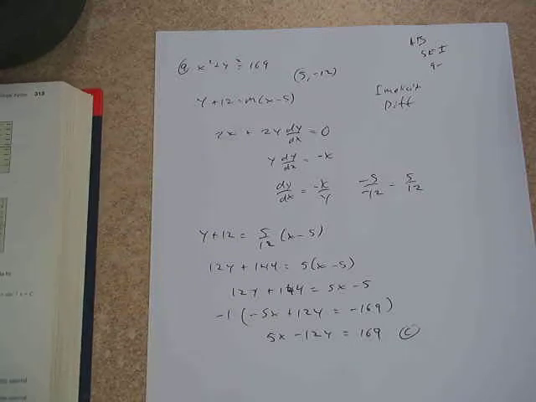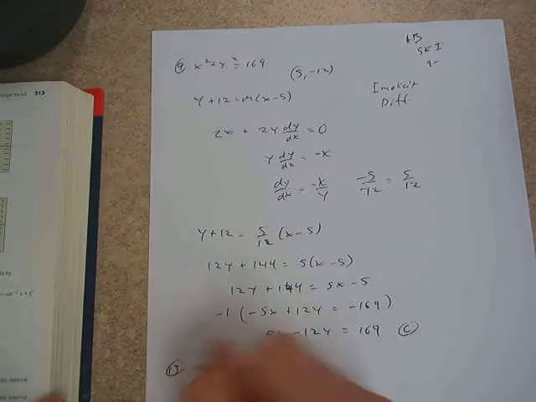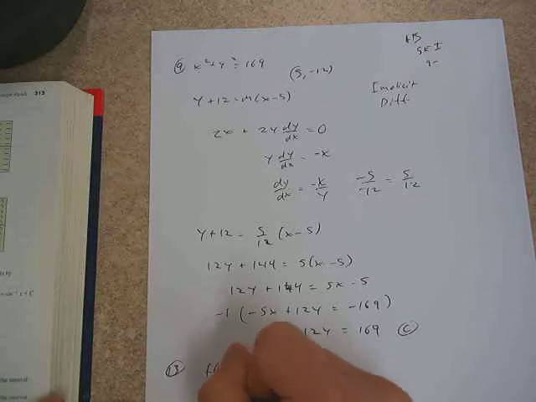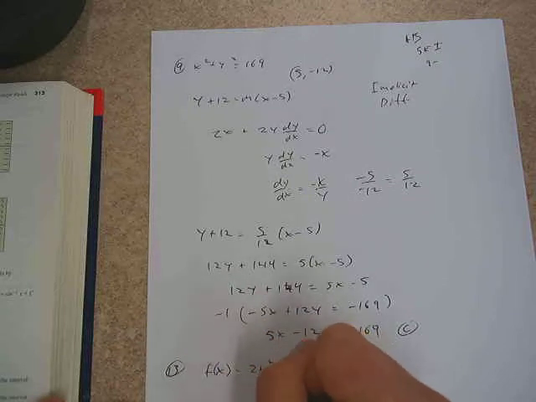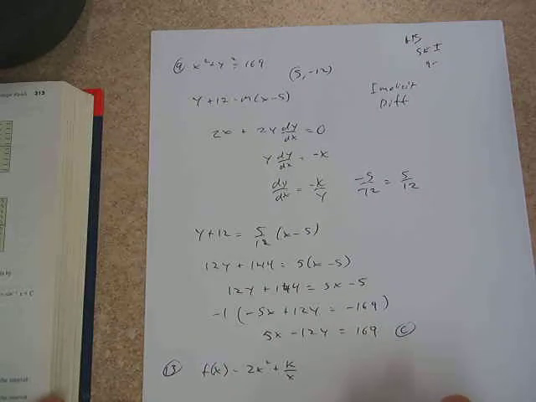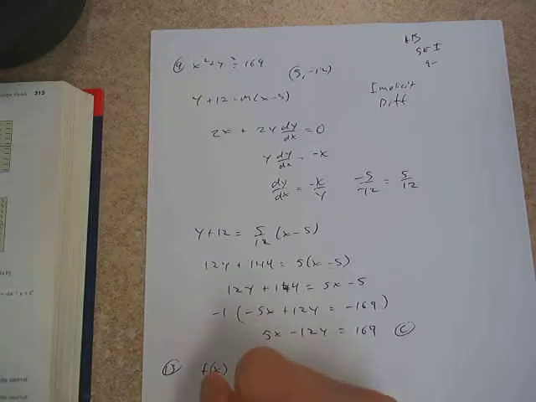much. 13 says we have a graph f of x equals 2x squared plus k over x. And it says that this graph has an inflection point at x equals negative 1, and we want to find the value of k. So ultimately, what do we know about inflection points? Where do they occur? The second derivative equals 0.